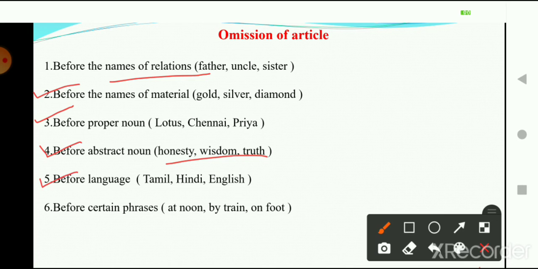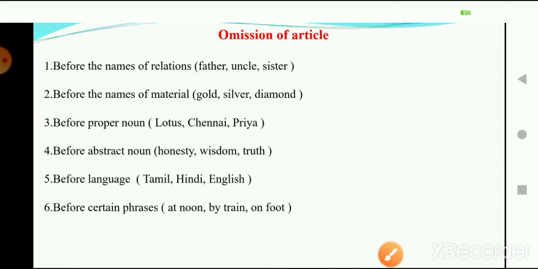Now the fifth one is before languages, right? I have already told you that we are not going to use articles before languages. If we talk about Tamil, Hindi, English, we are not going to say the Tamil. No. Or we are not going to say a Tamil. No. Okay. The sixth and last one is before certain phrases like at noon, by train. We are not going to use article before certain phrases like these which are given in the example. Okay, students. So these were the omission, means where we should not use the articles, or you can say that where we have to omit the articles. हमें वहाँ use नहीं करना है.